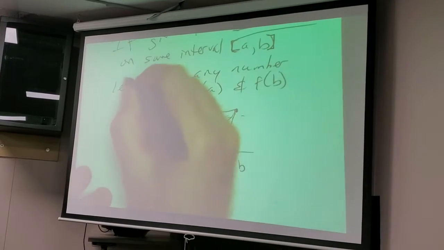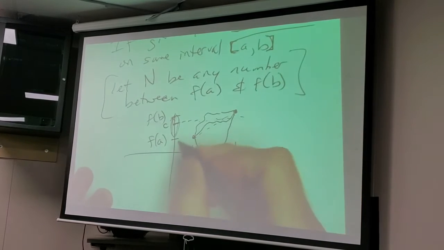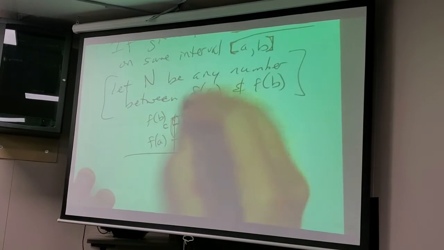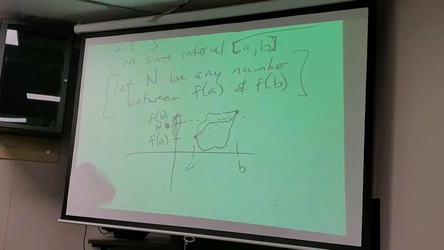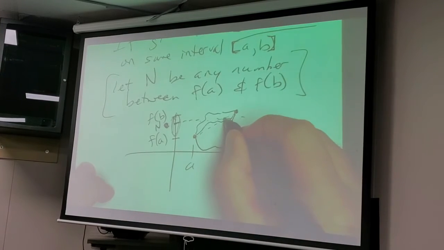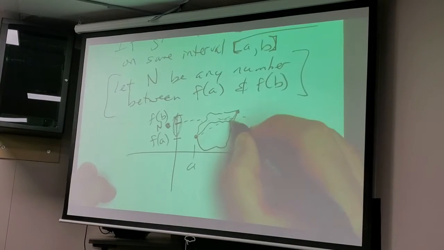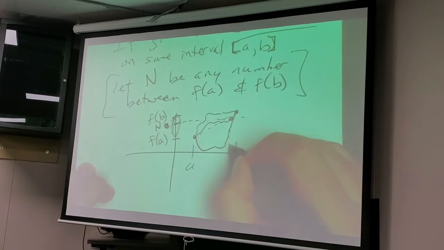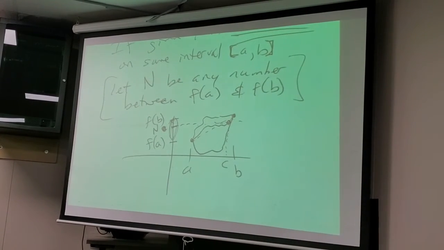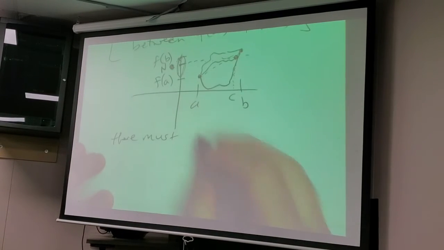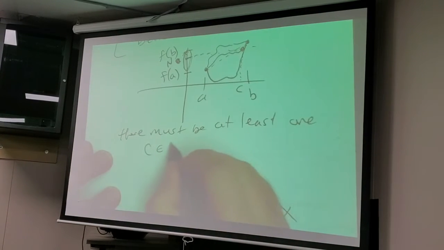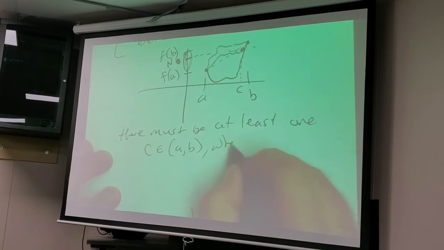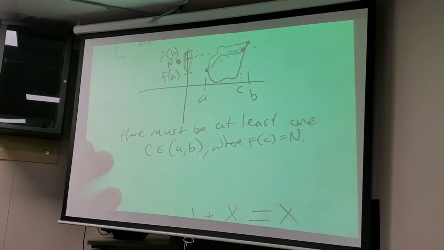So, let n be any number. Well, they call it n. Why are they calling it n? Oh, that's right, because they got it backwards. Let n be a number, let's call it n, between f of a and f of b. There must be at least one input that has that output. There must be at least one c in [a, b] where f of c equals n.